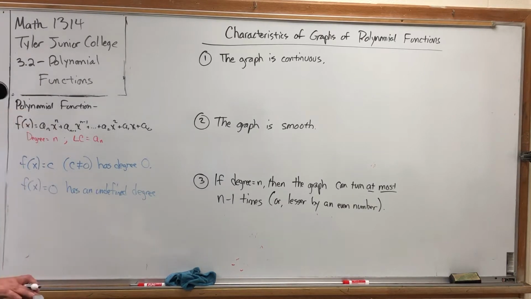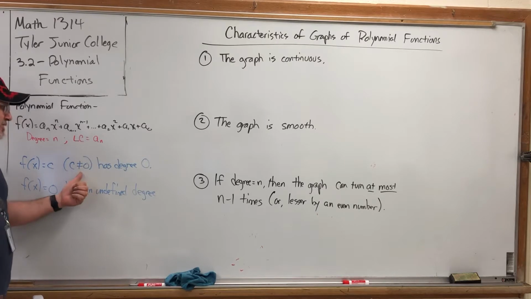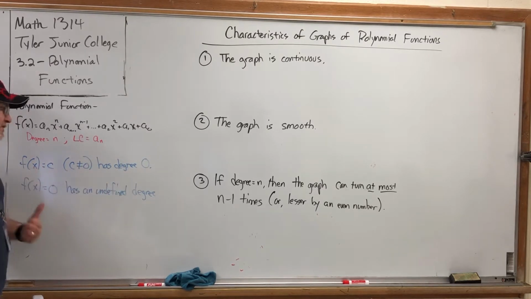There were two special cases I neglected to mention in the previous video. If you have a constant function, f of x equals a constant, as long as that constant is not 0, then this function is defined to have a degree of 0. However, if the function is precisely f of x equals 0, then it has an undefined degree.